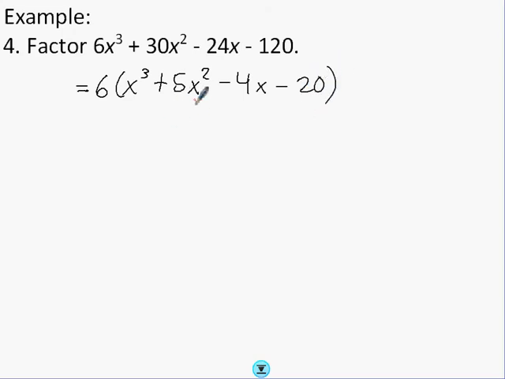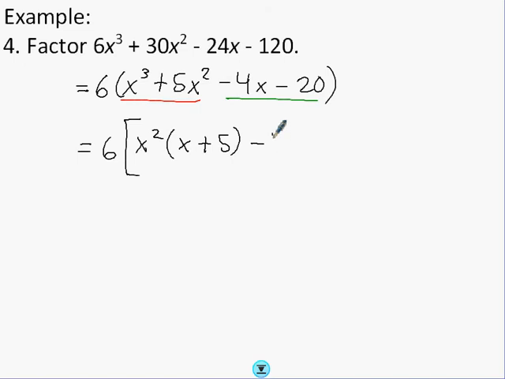Now, I'm going to factor by grouping. That's what I typically do when I have 4 terms. We're going to have to keep up with the 6, which is going to be annoying. I'm going to use brackets here. Pull out an x squared from the first 2 terms. And I can pull out negative 4 from the second 2 terms.